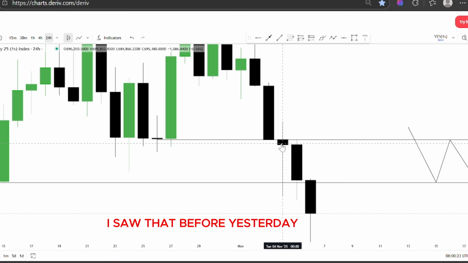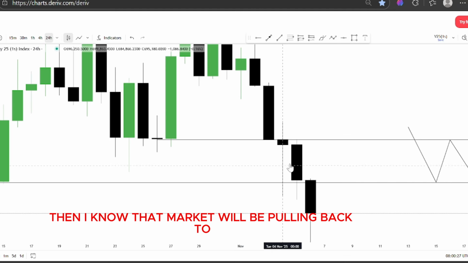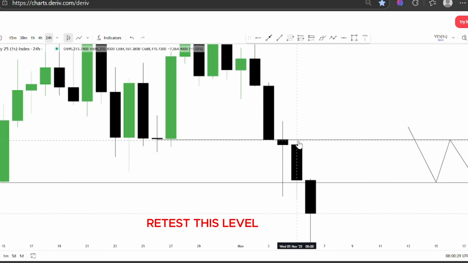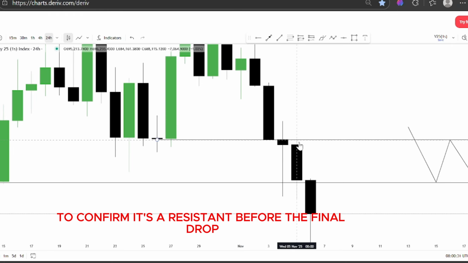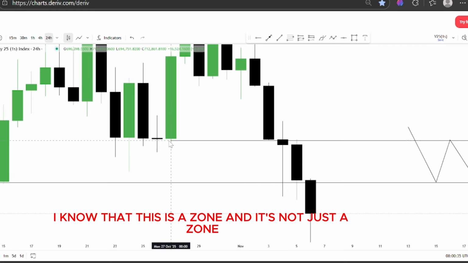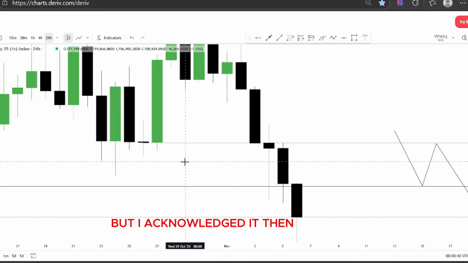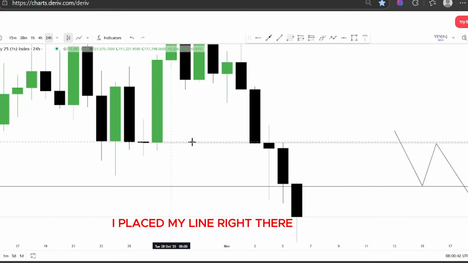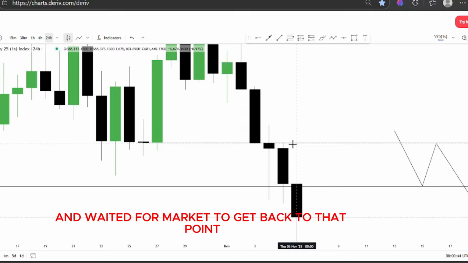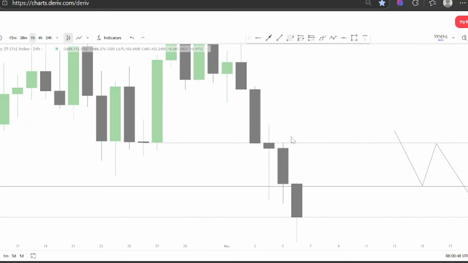I saw yesterday there was a breakout down below. Then I know that markets will be pulling back to retest this level to confirm it's a resistance before the final drop. So I saw this breakout. I know that this is a zone, and it's not just a zone, it's my own fresh zone. I acknowledge it. Then I placed my line right there and waited for market to get back to that point. Let's see what happened on the 1 hour chart.